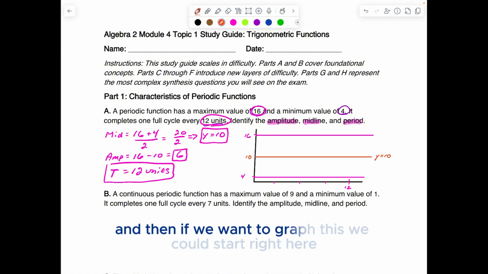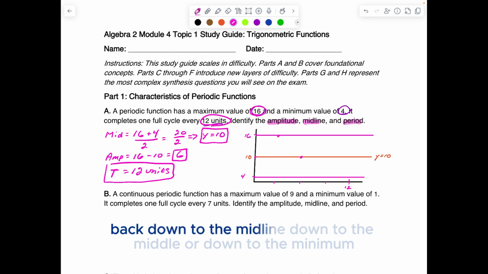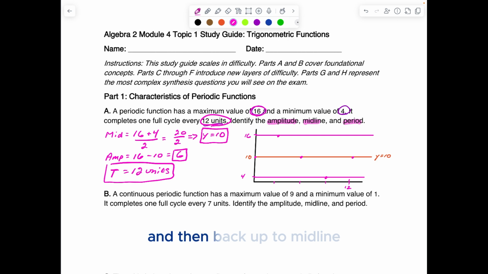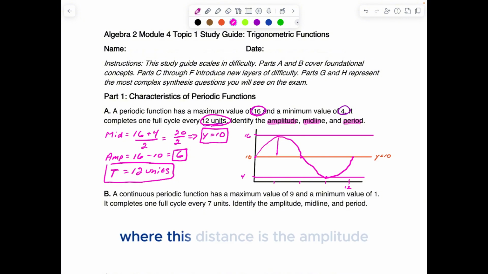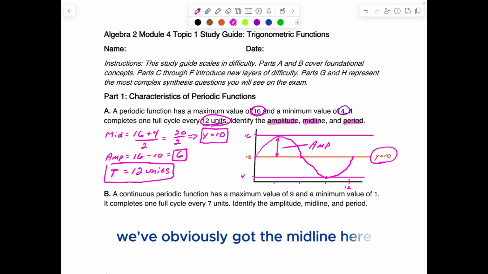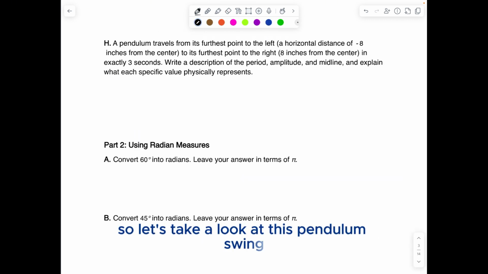And then if we want to graph this, we could start right here. We'd go up to the maximum, back down to the midline, down to the minimum, and then back up to the midline. And our graph would look something like that, where this distance is the amplitude. We've obviously got the midline here, and we've got the period identified here, and that's really all there is to that one. So let's take a look at this pendulum swing.